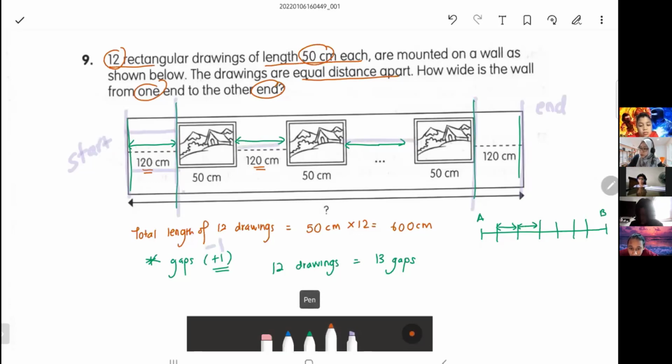Try to digest that. So 13 gaps means 13 times 120 cm. Where do I get that from? Each gap equals 120 cm, so 13 times 120 is 1560 cm. So the wall is 1560 cm plus the length of the paintings, 600 cm, equals 2160 cm. This is my answer. All right, next one.